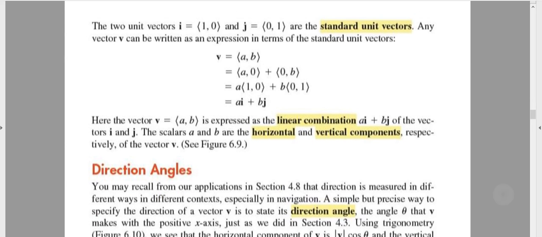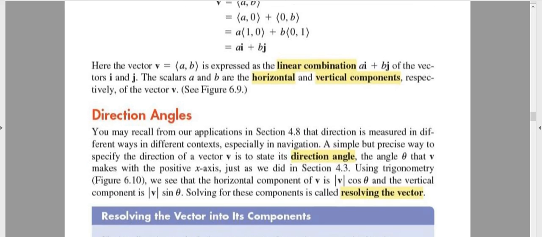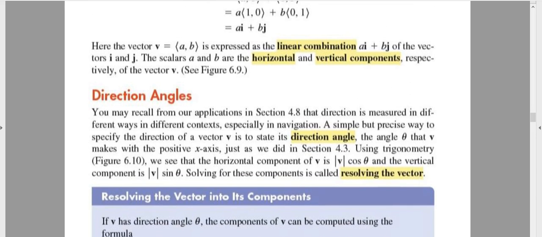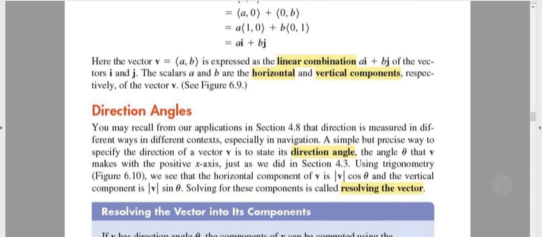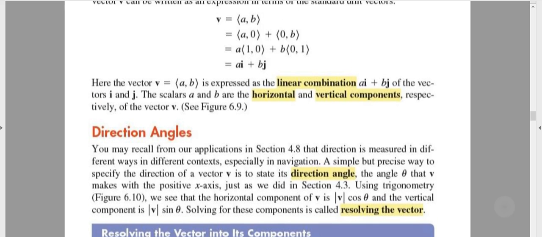So I think this is kind of ridiculous, but the i's and the j's, it's just another way to write it. So instead of writing vector 2 3, another way to write that is 2i plus 3j. It's called a linear combination.